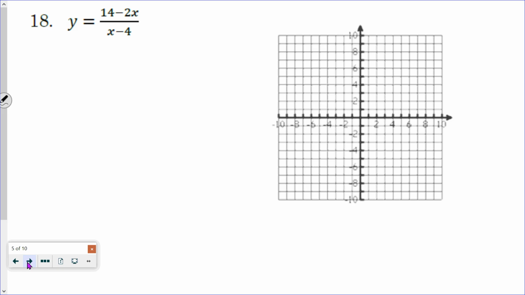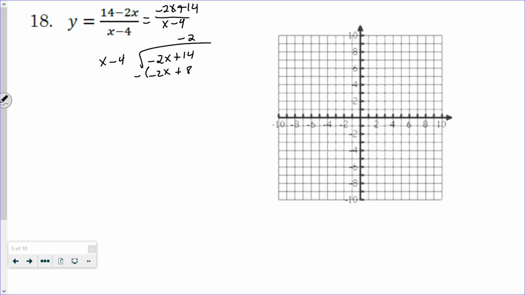So now I'm going to go ahead and graph number 18 and list out its domain and behaviors. So first thing I'm going to do is rewrite this as negative 2x plus 14 over x minus 4. It's just a little nicer to work with when it's like that. I'd rather have the x's first. So for me, I'll divide the top by the bottom. So I have negative 2x plus 14 divided by x minus 4. X goes into negative 2x negative 2 times, and I get negative 2x plus 8. Subtract these. Negative 2x's cancel out. 14 minus 8 is 6.